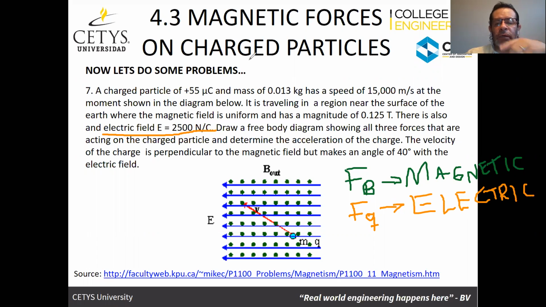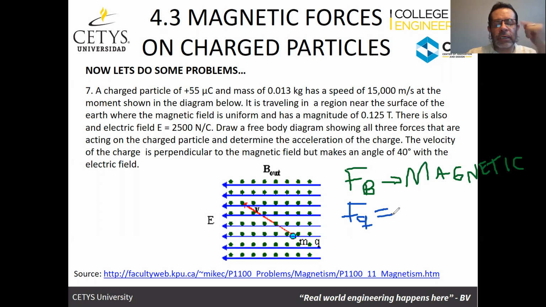Just give me a moment here. I just want to do this. I'm a sucker for colors, color coding. Let's write this one in. FQ, I'm going to call it, which is the electrical force.